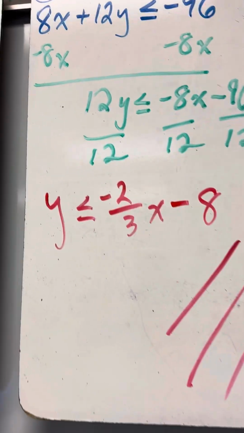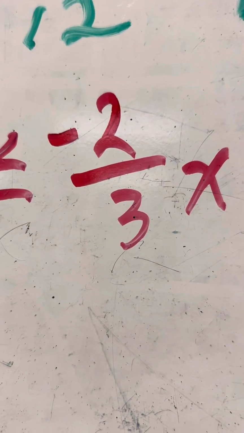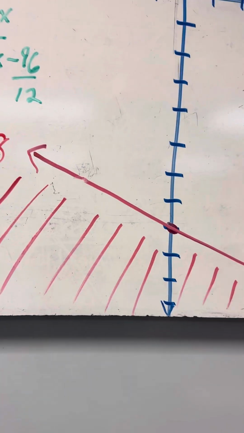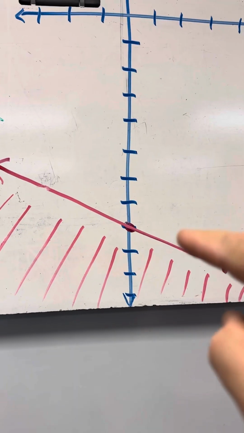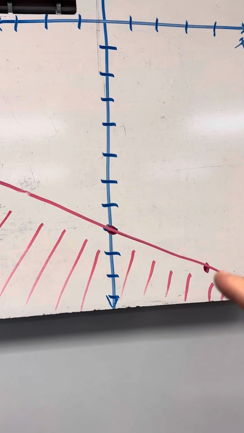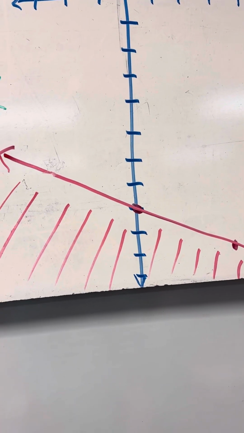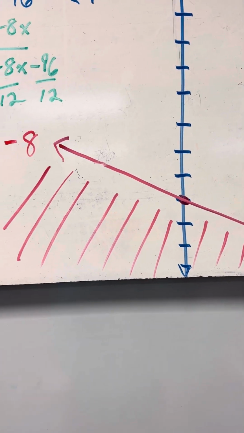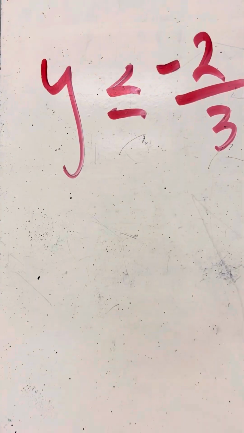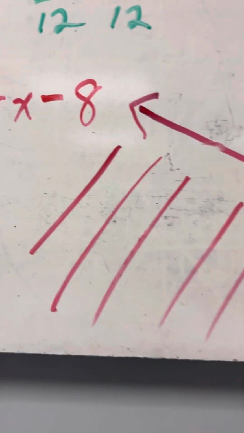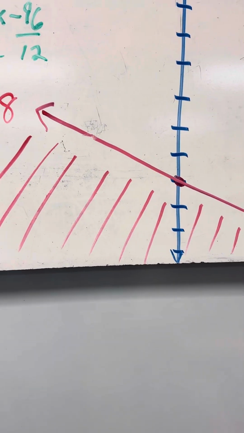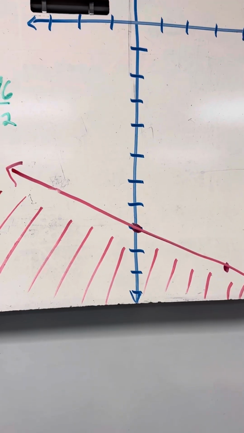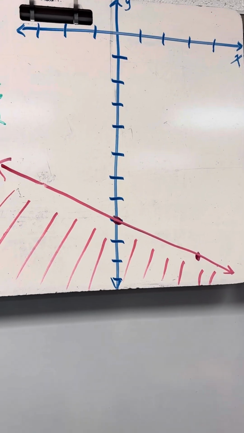From there, you go down 2 over 3, right? You're going to go down 2 over 3. Now, you don't need to click change line because it's less than or equal to, which means it's a solid line if it's equal to. And you shade below. And there's your graph.